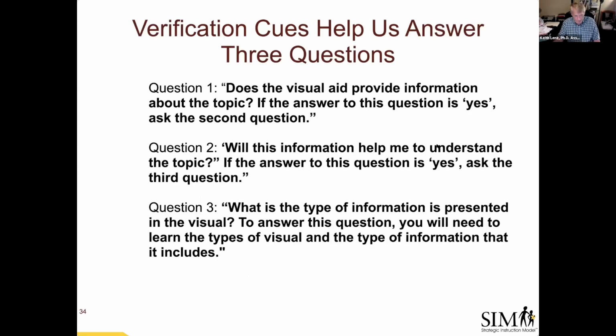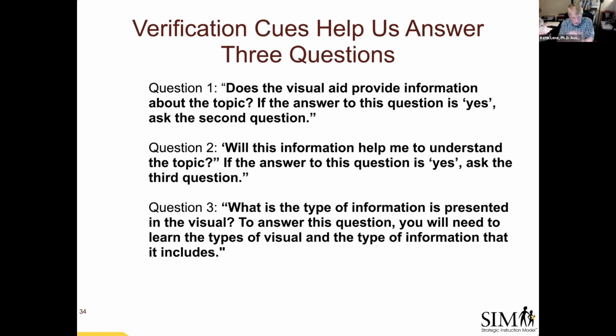Question one, does the visual aid provide information about the topic? Okay, if you're working on Magellan and circling the world, and over here's a map of his journey, you can say Magellan topic, yes. Will this information help us understand the topic? If the answer to the question is yes, ask the third question. Yes, this is going to help me understand Magellan's journey.